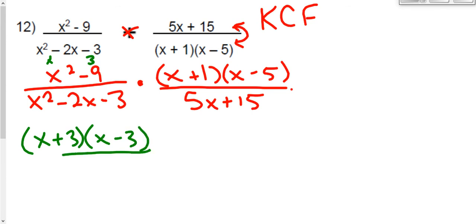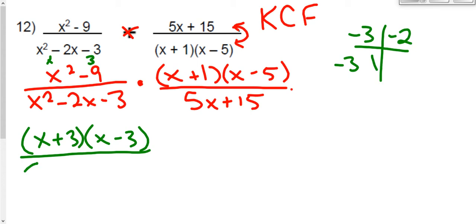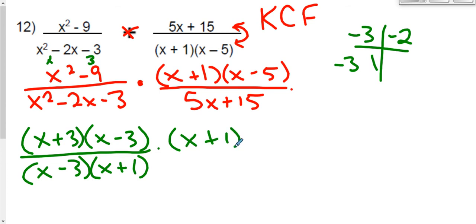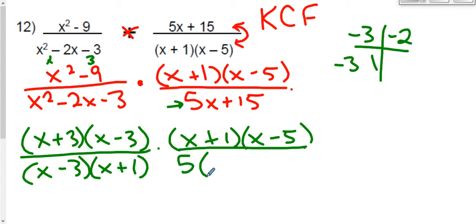In the denominator, I have to find two things that multiply to negative 3 that add to negative 2. Those numbers are 3 and 1, and if I want the 2 to be negative, the 3 has to be negative. So x minus 3 times x plus 1. On the other side of my multiplication symbol, the numerator is already factored, x plus 1 times x minus 5. And the denominator doesn't have any squareds in it, but it does have a GCF of 5. So we're going to factor the 5 out to the front. If I take 5 out of 5x, I just have x left. And if I divide 15 by 5, I have 3.